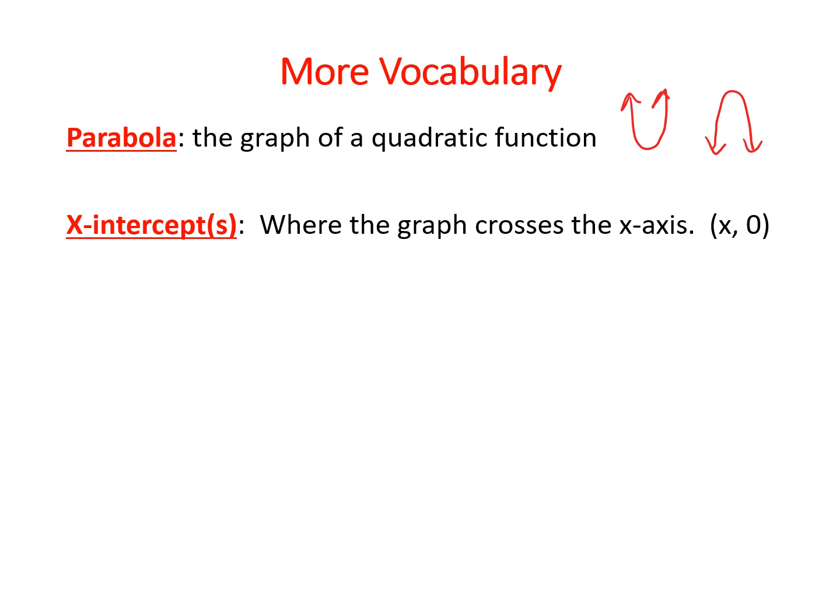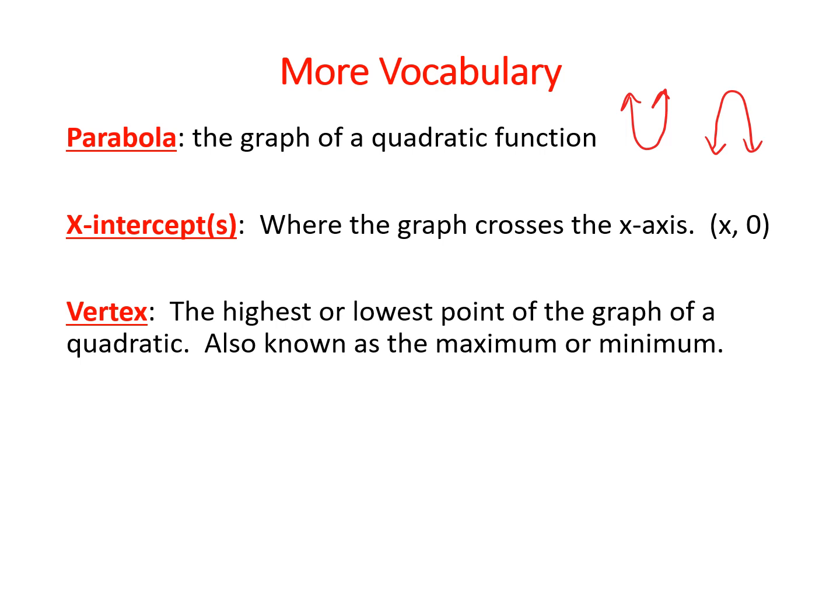Our second vocabulary word is not one that should be new to you. It's x-intercept or x-intercepts. Depending upon the parabola, sometimes you may have one or possibly two x-intercepts, or you might not have any x-intercepts. Just a reminder, x-intercepts are where the graph crosses the x-axis, and the coordinates of an x-intercept look like the following ordered pair, (x, 0).